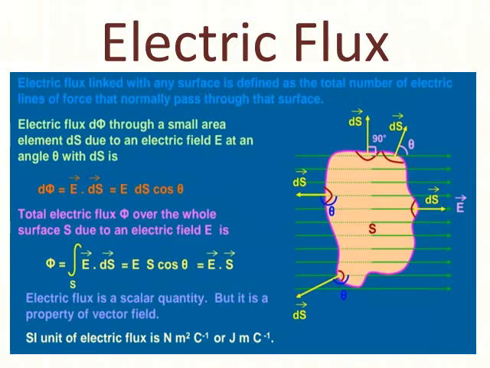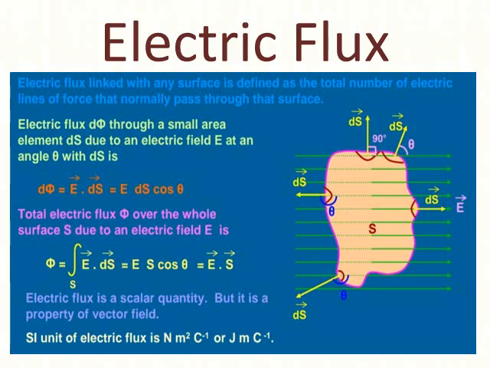As you know, the term flux means some kind of flow. Flux is a property of any vector field, and the electric flux is a property of the electric field. But take care, electric flux is a scalar quantity, but it is a property of a vector field. The electric flux through a given area held inside an electric field is a measure of the total number of electric lines of force passing normally through that area.